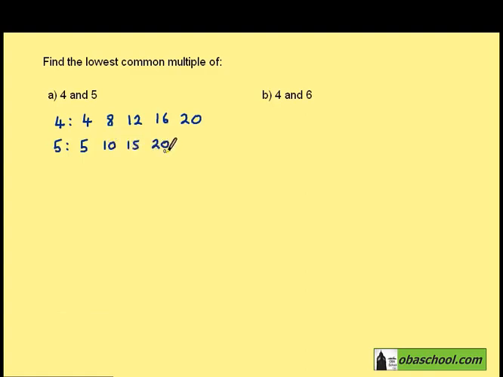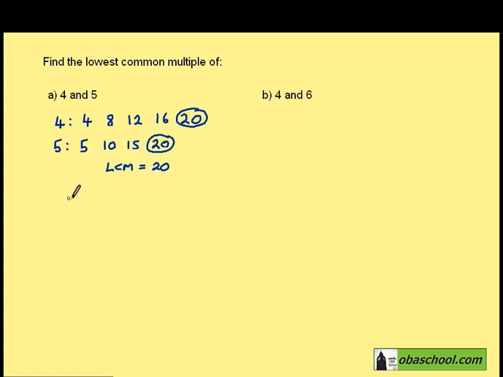The first number that appears in both lists is the lowest common multiple. So the lowest common multiple of 4 and 5 is 20.